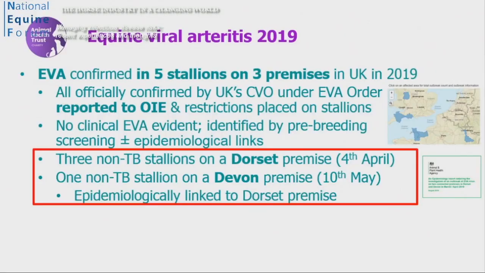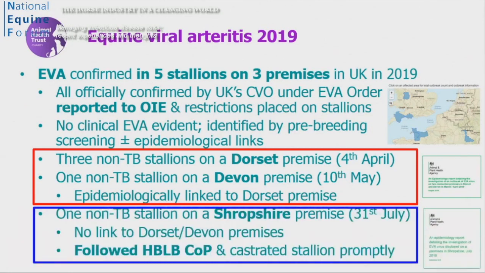So we had 2 linked outbreaks, one in Dorset that was reported on the 4th of April, a second one in Devon. These 2 were epidemiologically linked and can be thought of as one unit. We also, in July, had a Shropshire case reported on 31st of July. This was much smaller, no link to either Dorset or Devon. This outbreak followed the HBLB codes. The stallion was promptly castrated, and this was dealt with appropriately, and I won't refer to this again. If you want more details, DEFRA have got reports on both of these incidents.